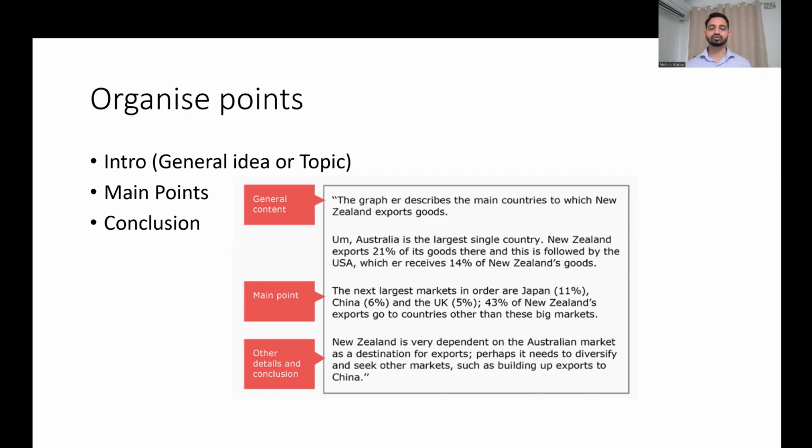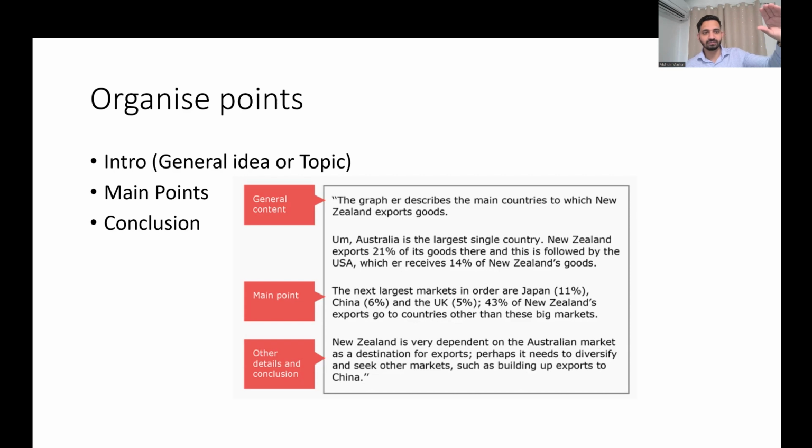Other details and conclusion could be: New Zealand is very dependent on the Australian market as a destination for exports. Perhaps it needs to diversify and seek other markets, such as building up exports to China. So you can come up with a conclusion if you have time. If you don't have time, don't worry too much about it, because a conclusion needs thinking. And this is an observation, so it's not really the conclusion. Building exports to China, this is a conclusion. If you're running out of time, you can think of other things, but this is a response that I wanted to share with you, so that you have a general idea of how we organize our points.